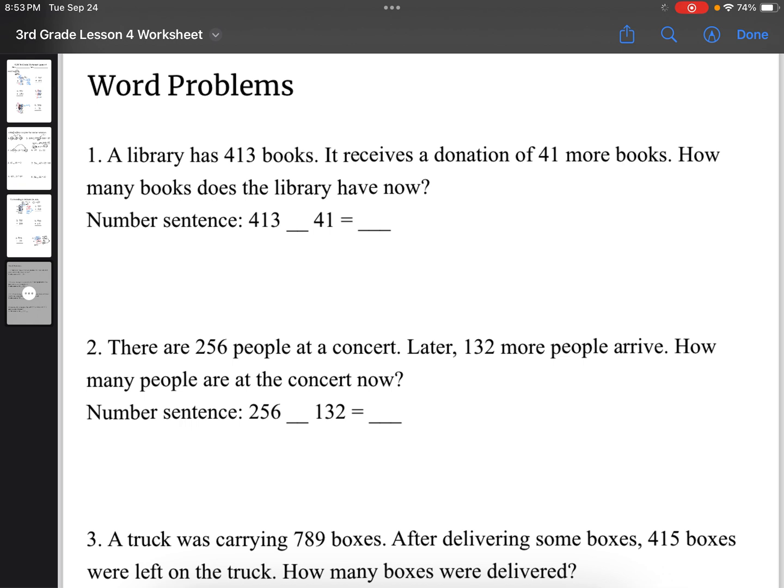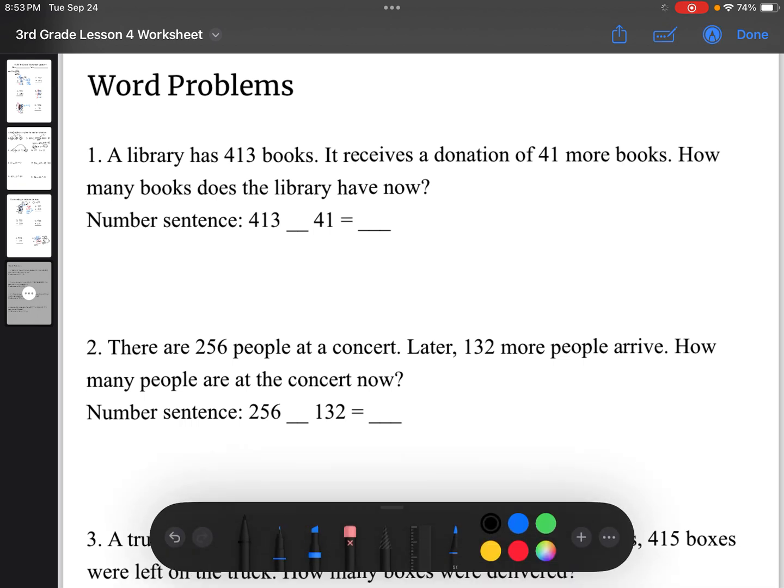Let's take a look at number 1. A library has 413 books. It receives a donation of 41 more books. How many books does the library have now? As I emphasized while reading the question, when we look at the word more, it means adding. So we're going to add. We know the symbol is going to be adding. And now it's just simple math.